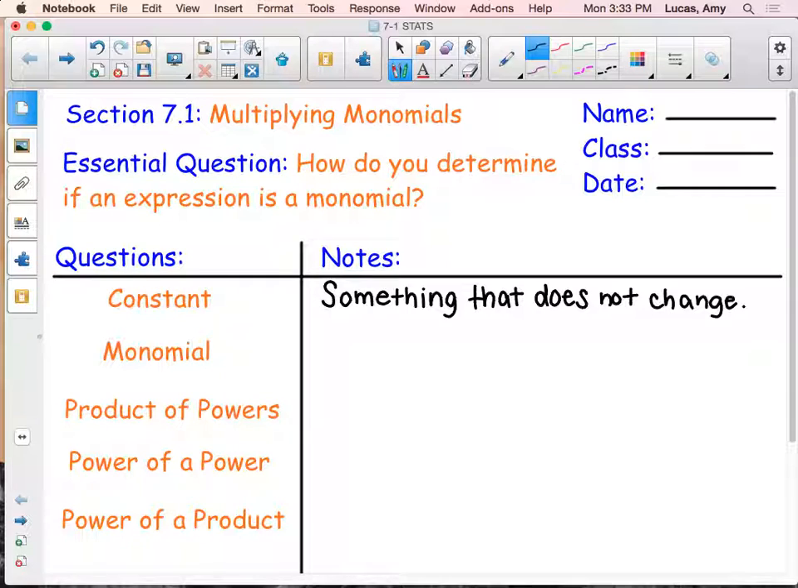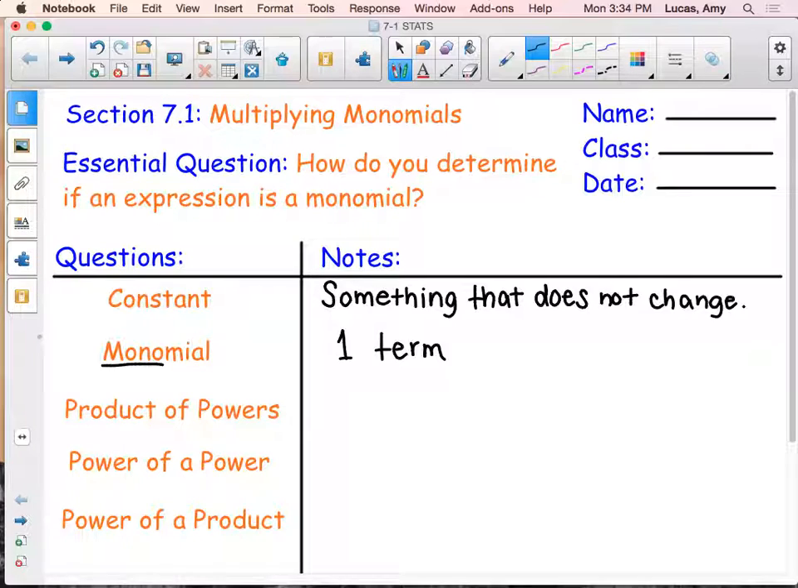A monomial, the prefix mono means one, so a monomial means one term. On our next slide, we'll see some very specific rules for monomials. Now we have three different properties. We have the product of powers, the power of a power, and the power of a product. And these three properties for exponents individually look like they might be kind of simple, but when you put them all together, they get kind of complicated.